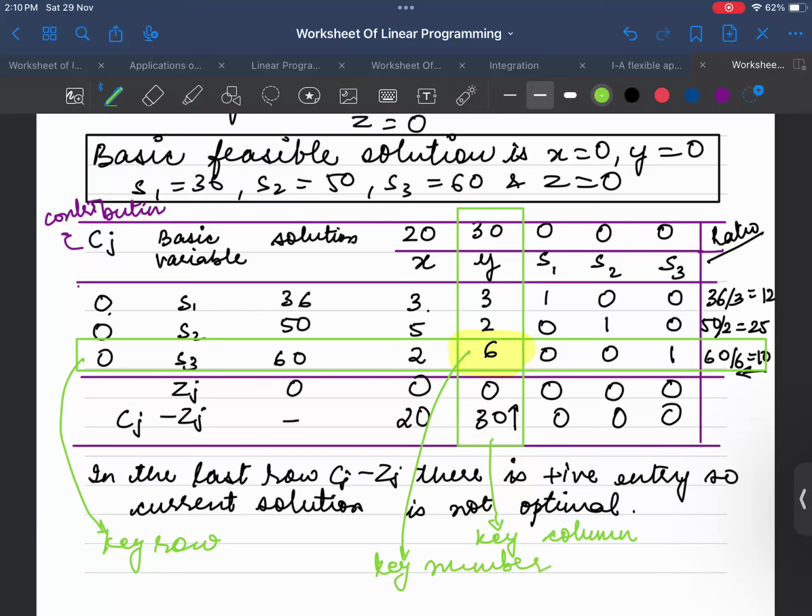I think as of now, understand these three parts: how we have calculated the key column, how we calculated the key row, and how we calculated the key number. Right? And we know this is not my optimal solution, so I have to prepare the next table. How to prepare the next table, I will explain you. Prior to that, I will try to explain each part, how to interpret this.